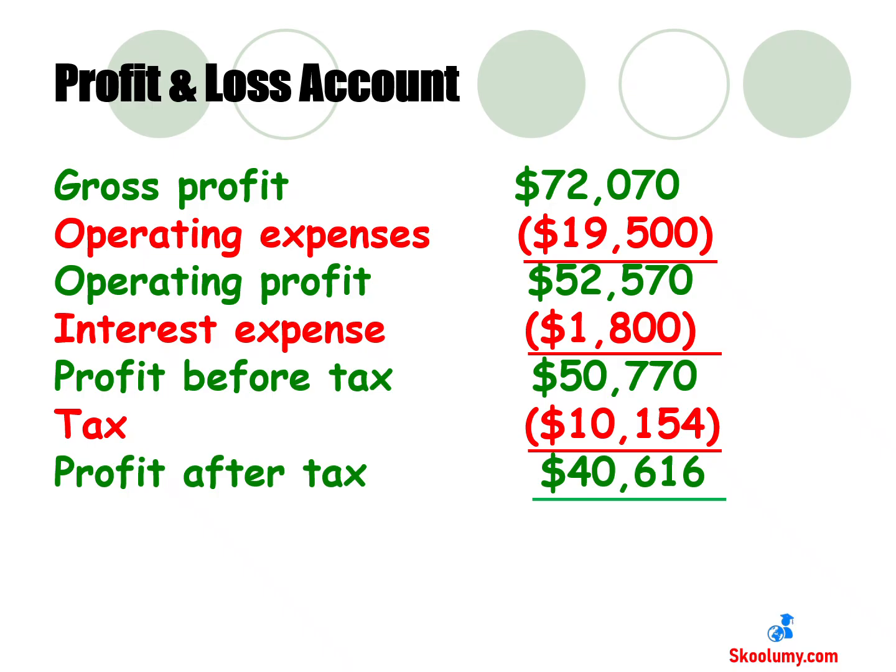Profit before tax minus tax is profit after tax. Tax is 20% of profit before tax. Tax is $10,154. Profit after tax is $40,616.